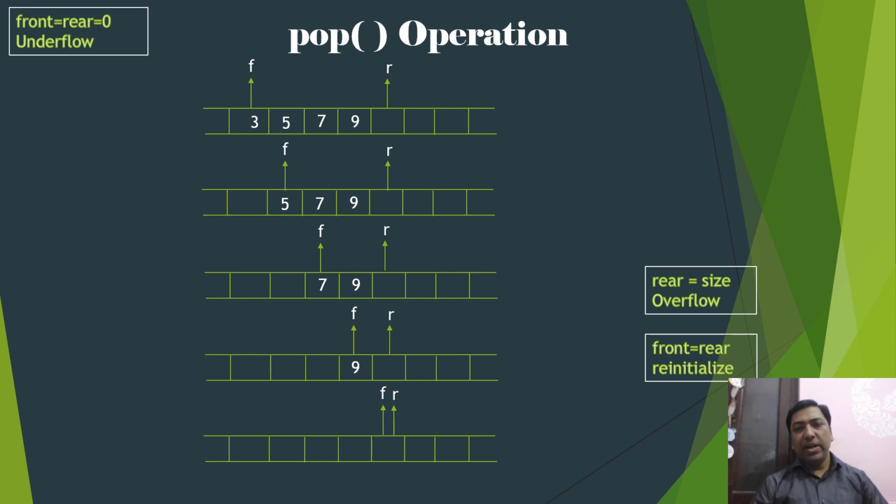So whenever front and rear are on the same location, then we have to reinitialize. Why? Because now the queue is totally empty and the process will again begin from 0. So we have to reinitialize front and rear to 0. Whenever front and rear are equal, we have to reinitialize.